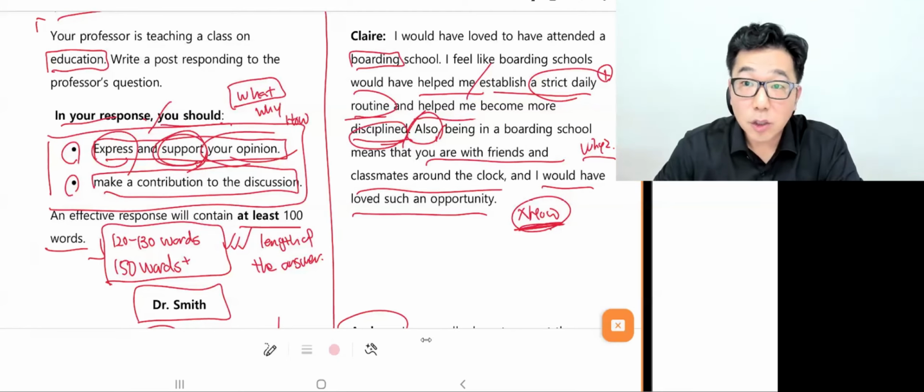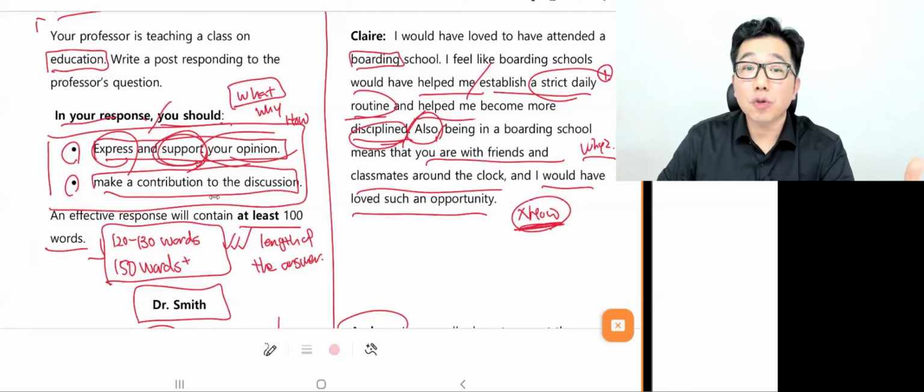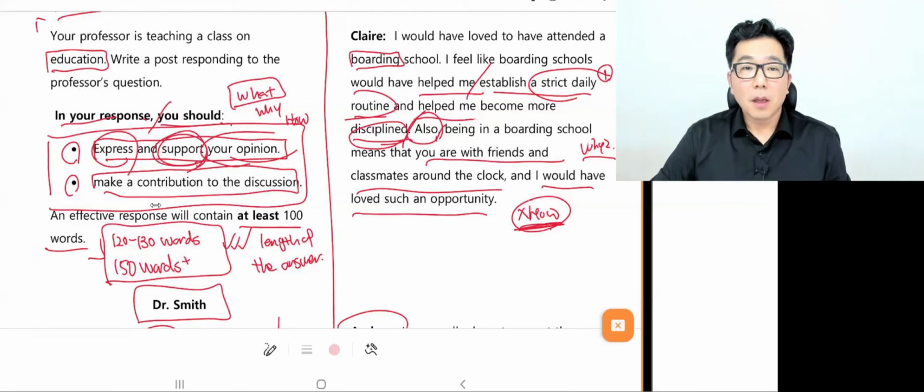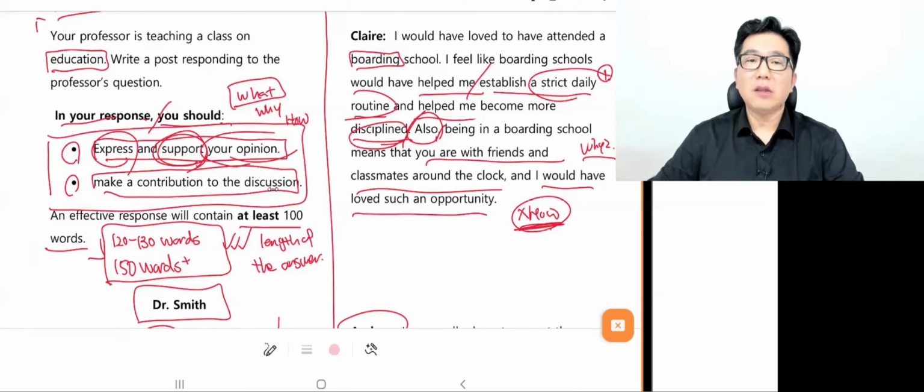It's super clear, right? So by giving your original creative two reasons and backing up logically with explanation or example, you are already perfectly making a contribution to the discussion. So all you have to do is make a contribution to the discussion. It didn't say, mention the benefits or drawbacks of students' discussion on the passage. It doesn't say that. As long as you make a contribution to the discussion, then you get the full score.